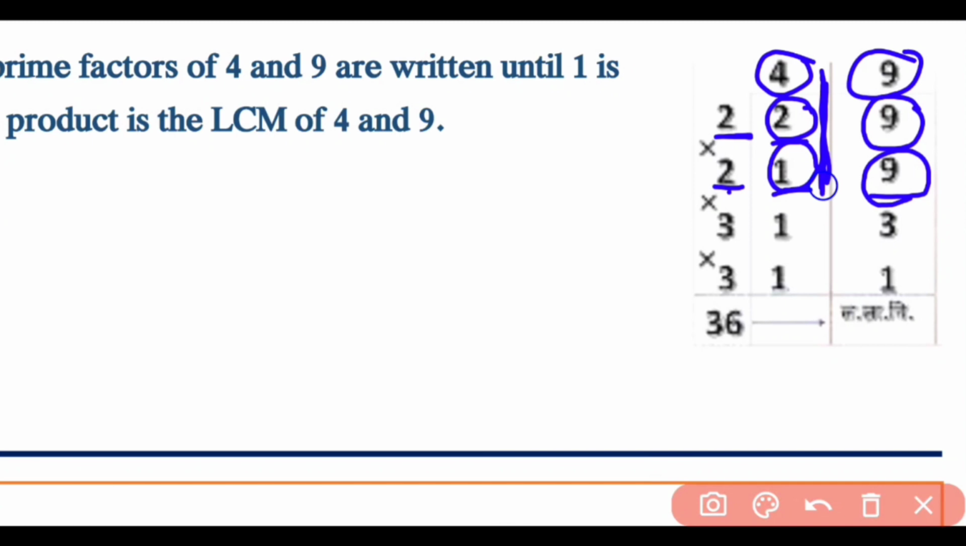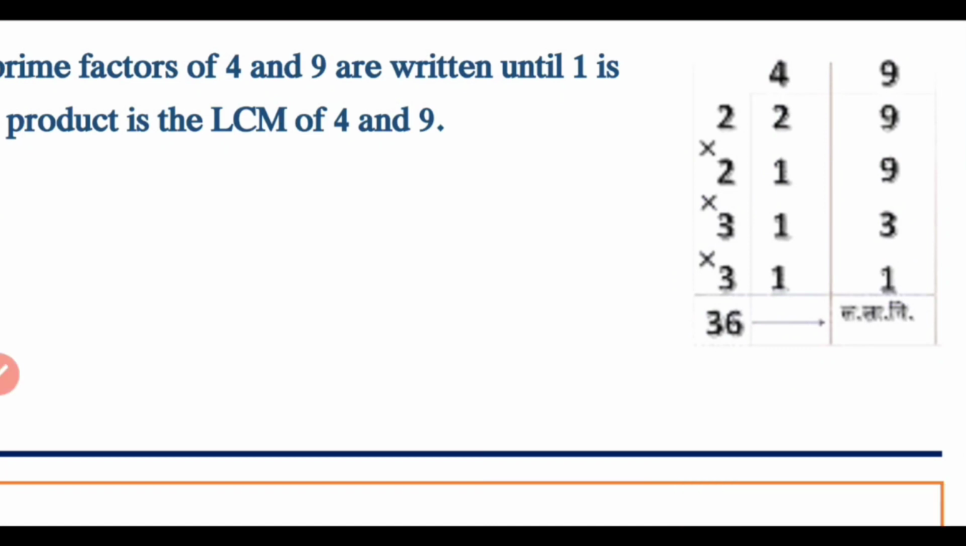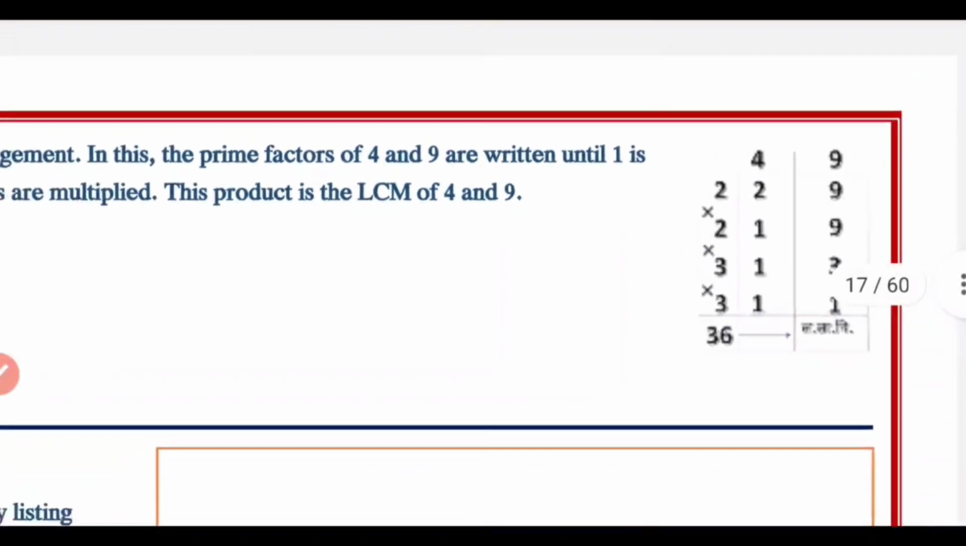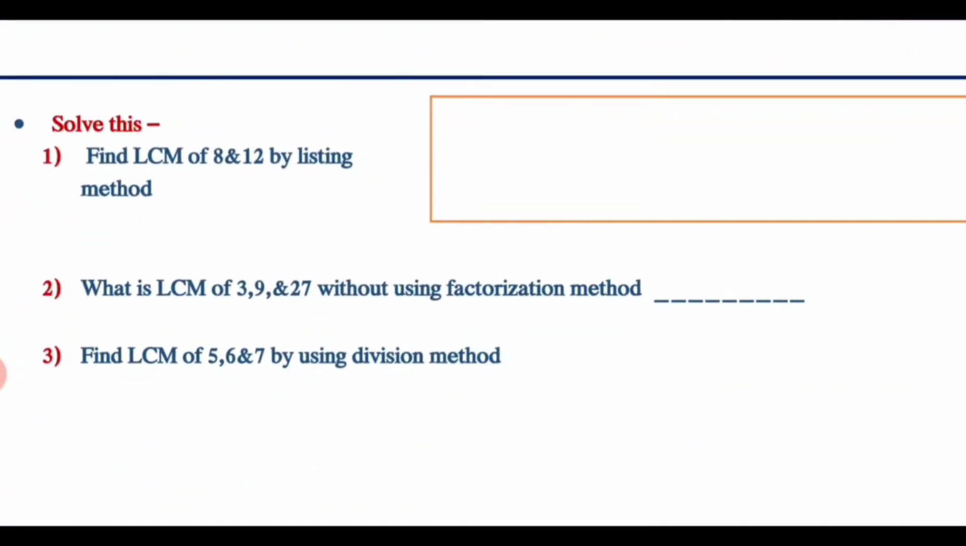Now look at this 9. This 9 is divisible by 3, so we have to write 3. 3 3s are 9. This 3 is divisible by 3 again, so we write 3 1s are 3. In this way, we get the factors here: 2 into 2 into 3 into 3. So the answer is 36. The LCM is 36. Either you apply the division method, the listing method, or the prime factorization method, in the end the answer is the same. So we have to solve these sums of LCM.